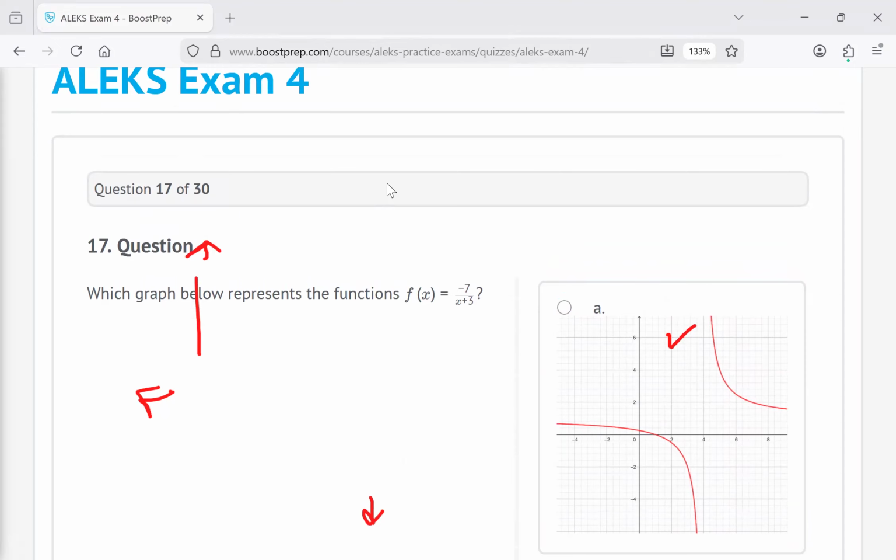Which graph represents the function f of x equals -7 over x plus 3? So this is a rational function. So what you need to know is you need to find the vertical asymptote, horizontal, and then a few points. So let's find the vertical asymptote. To find the vertical asymptote, you set the bottom to 0. So my bottom was x plus 3. Set that to 0 and solve for x.